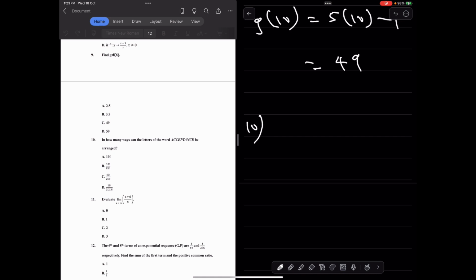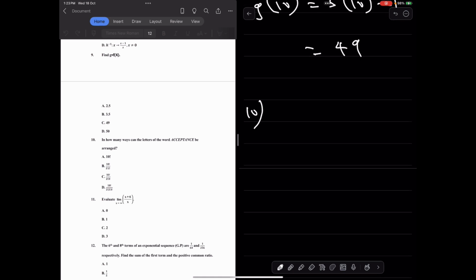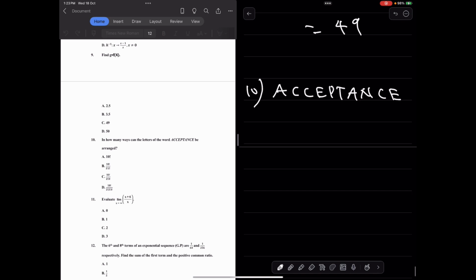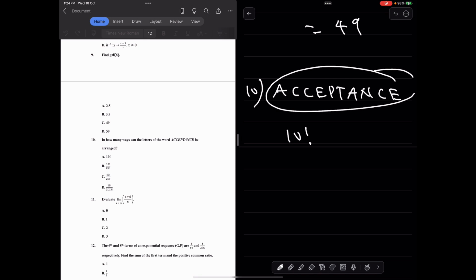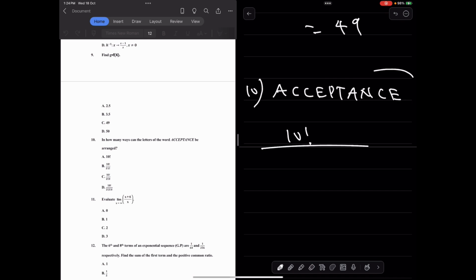Number 10 says, in how many ways can the letters of the word acceptance be arranged? Acceptance. In how many ways can the letters of this word be arranged? The number of ways is going to be, the number of letters altogether is 10. That's 10 factorial divided by the factorials of the letters that appear more than once. We have 2 a's, so that's 2 factorial. No, we don't have 2 c's. We have 3 c's. Let me go again.